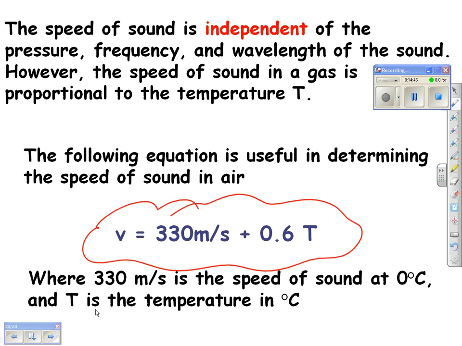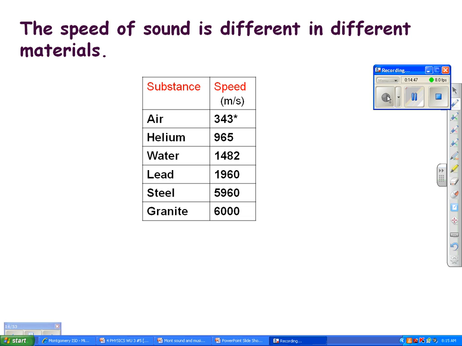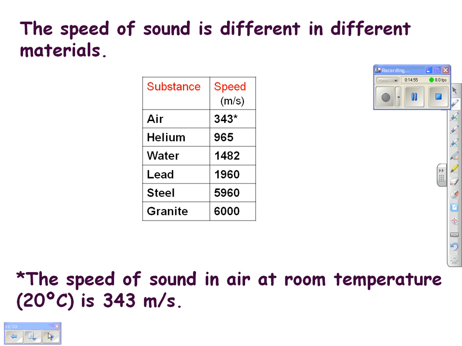Are we all right? The speed of sound is different in different materials. Notice in air it is about 343, give or take. But in helium it's 965 meters per second. Notice through water that it moves at 1,482 meters per second. Granted, it moves 6,000 meters per second.